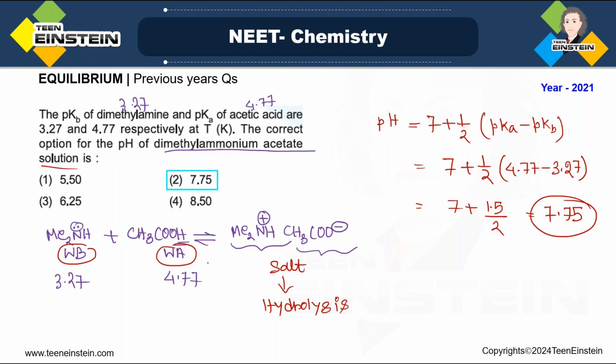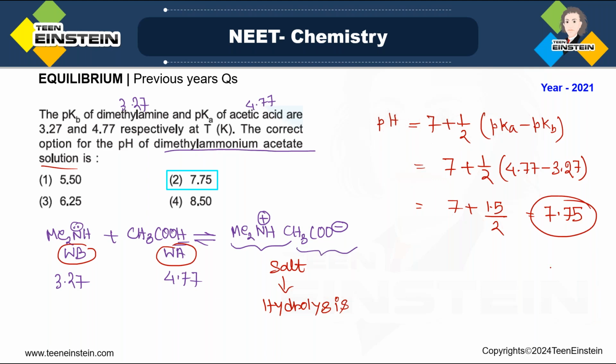So you have to write the formula for dimethylamine and also you have to write the formula for salt so that you can understand what is the reaction actually happening. This is the reaction between weak base and weak acid, and the salt that is produced, according to its hydrolysis formula we can calculate the pH value, right?